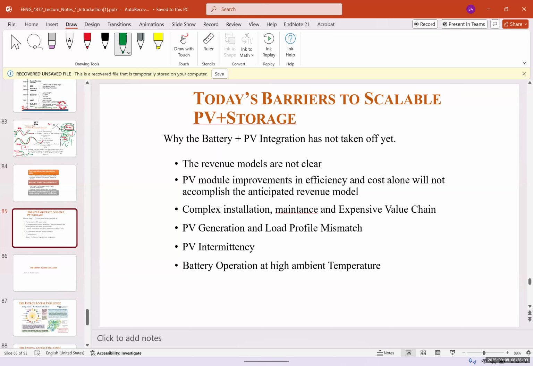We have the PV generation and load profile mismatch. As mentioned before, in the duck curve, we generate solar mostly in the afternoon, when we don't use it, and there is a big mismatch between the load and the generation. We have PV intermittency. We have battery operation at high ambient temperature. As you know, when the temperature goes down, the battery storage also goes down. The batteries don't perform at low and very high temperatures, and at high temperatures, they degrade much faster.